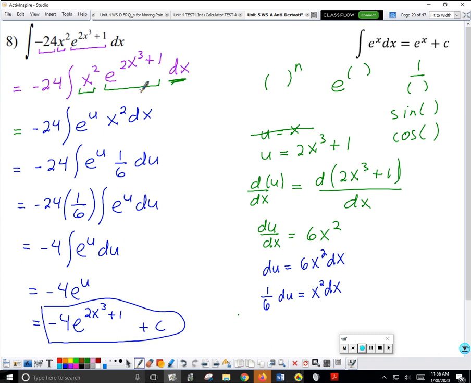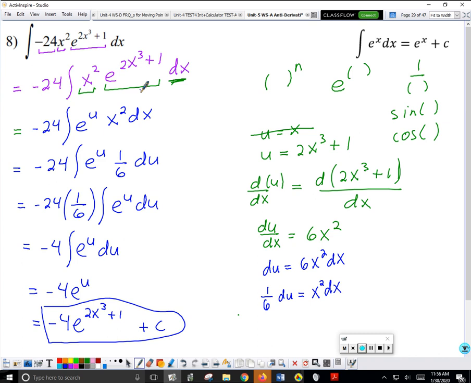The derivative of C is just 0. The derivative of e to the something is e to the something. Listen to the words: the derivative of e to the something is e to the something, multiplied by the derivative of that something. What's the derivative of 2x cubed?